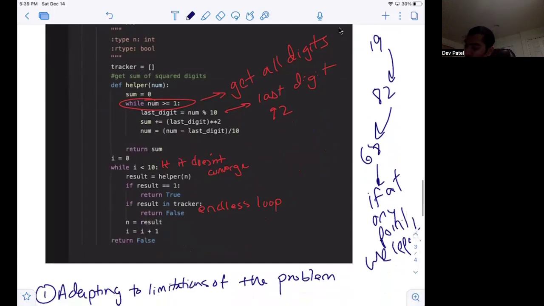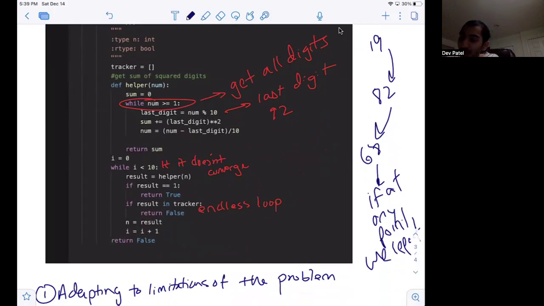Now in our while loop, we're going to do this around 10 times. And the 10 is a number that I experimented with that works for this problem. So in those 10 times, we're going to call this helper function. We're going to keep on taking the sum of the square digits. And if at any point we get to a result of 1, then we know that that's a happy number by definition.